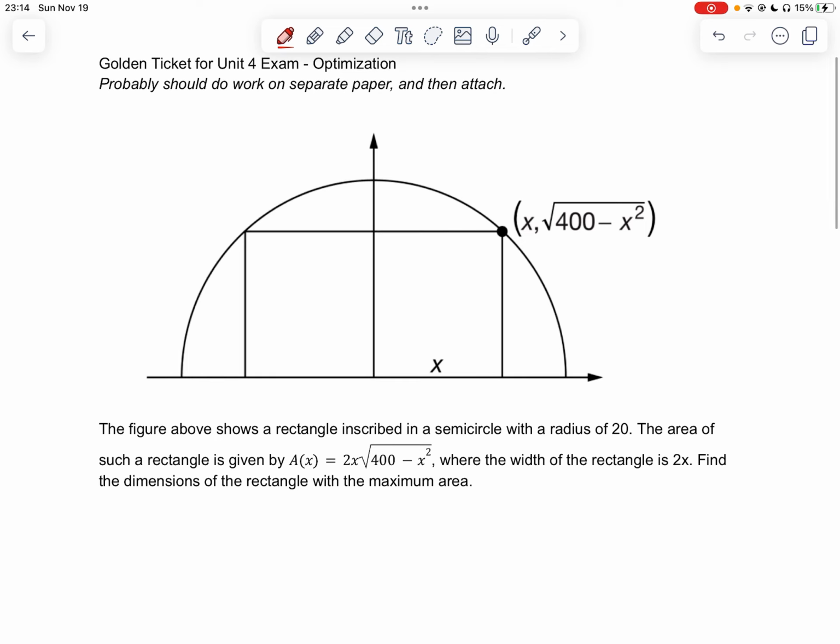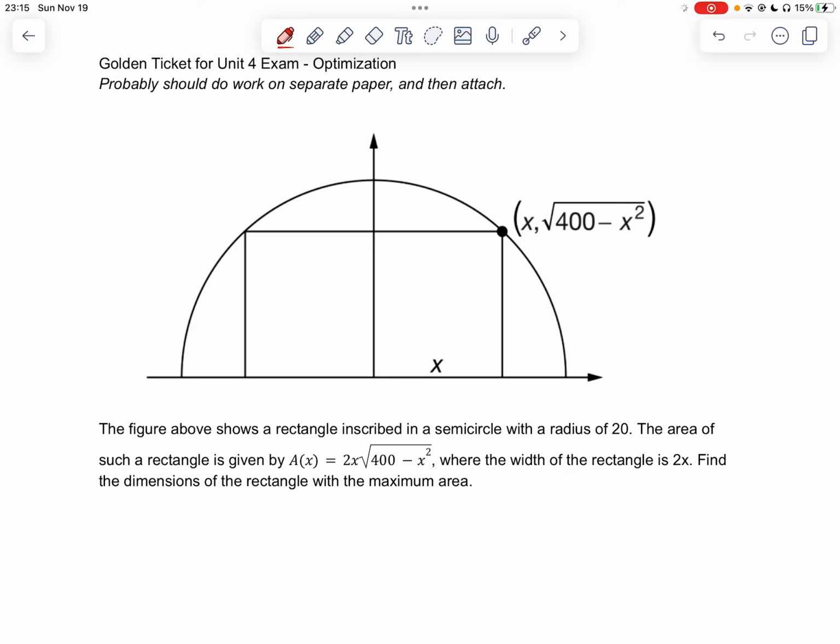This is from the Golden Ticket for Unit 4 Optimization. It says, the figure above shows a rectangle inscribed in a semicircle with a radius of 20. The area of such a rectangle is given by A of x equals 2x times root of 400 minus x squared, where the width of the rectangle is 2x. Find the dimensions of the rectangle with the maximum area.